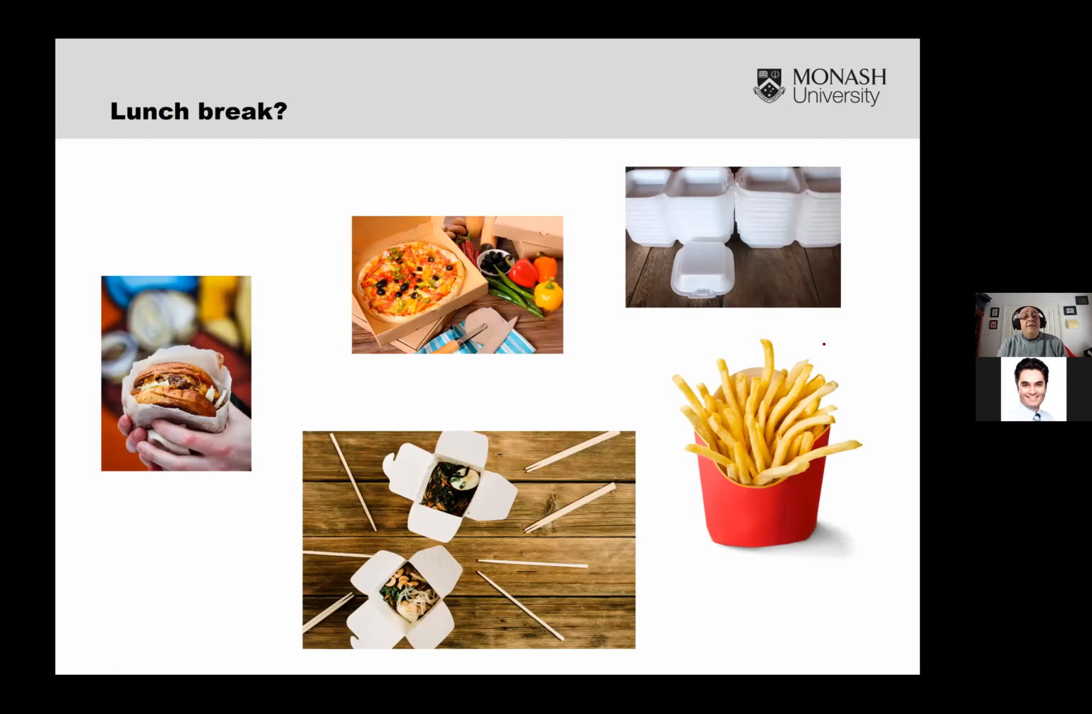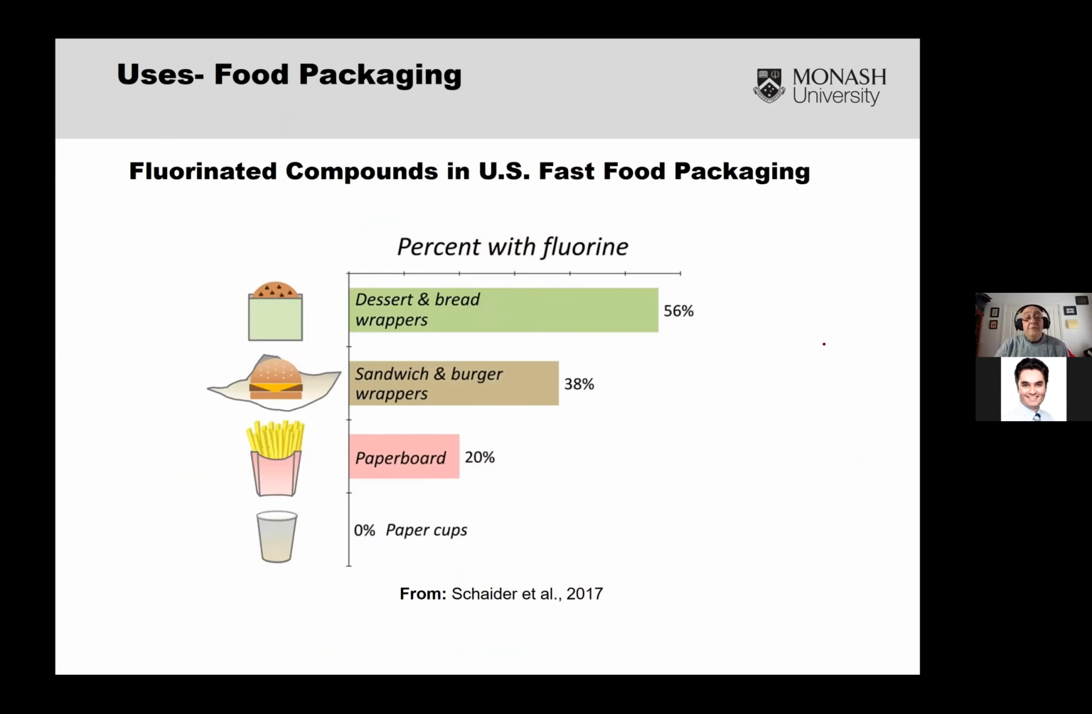Now here, it's not CIMAC asking me to have a lunch break. These chemicals are commonly added as a barrier to food packaging because they resist water, oil, and grease, and it makes food more portable. A recent study, reported in 2017 by Schaider et al., gave a pretty good overview on the spread of their use in food packaging.